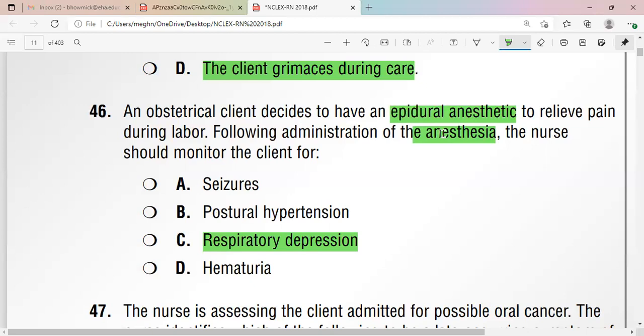So answer A, seizure activity, is not likely after an epidural anesthesia, very unlikely, even not common. Answer B, postural hypertension, is not likely. And answer D, hematuria, is not related to the epidural anesthesia. Hematuria means blood mixed in urine.